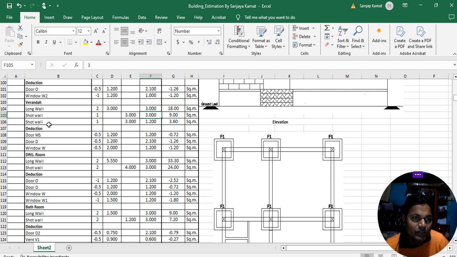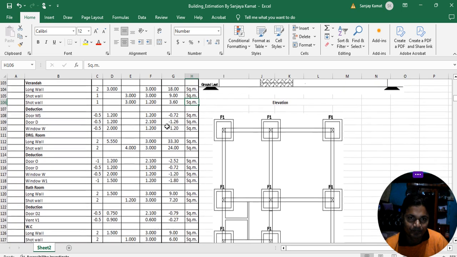Okay. So this is another short wall, and for another short wall the dimension will be different. Then breadth will be 3 meter, but the thickness we will take for this short wall is 1.200 meter only. And once you get this value, then multiply all these terms, then we will get how much? Square meter, 60 square meter.